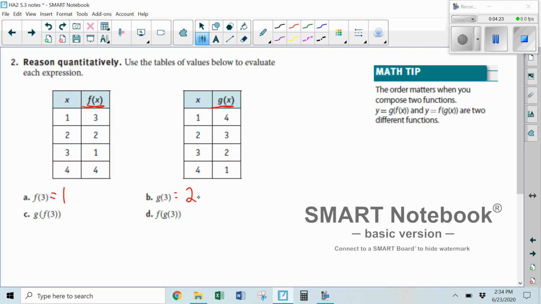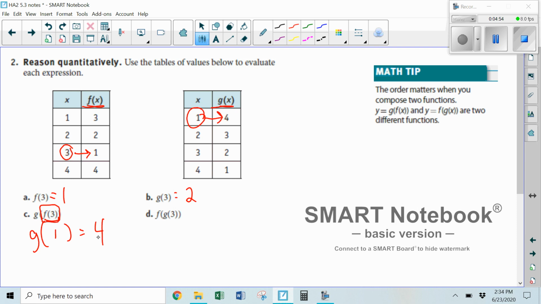Okay, now we have a composite function. Remember, do the inside first. So do this part first. What is f of 3? Here's the f function. Here's an input of 3. I would get a 1. So now I have simplified this inside. That's 1. So now I do g of 1. G function, plug in a 1, and I get 4.